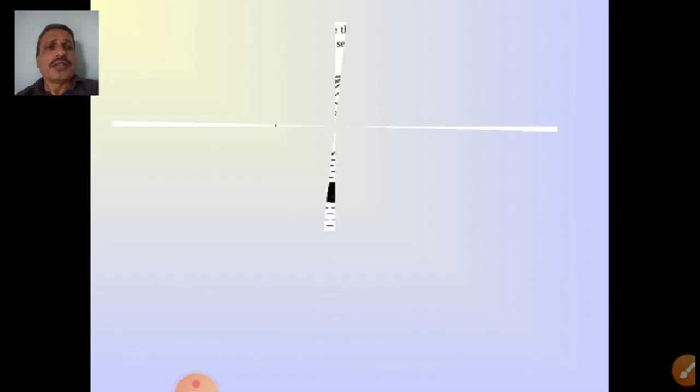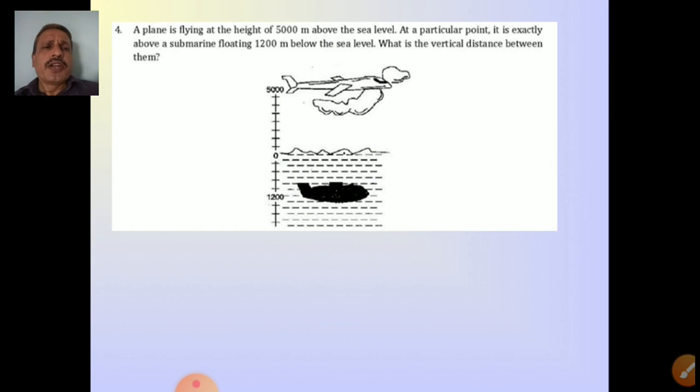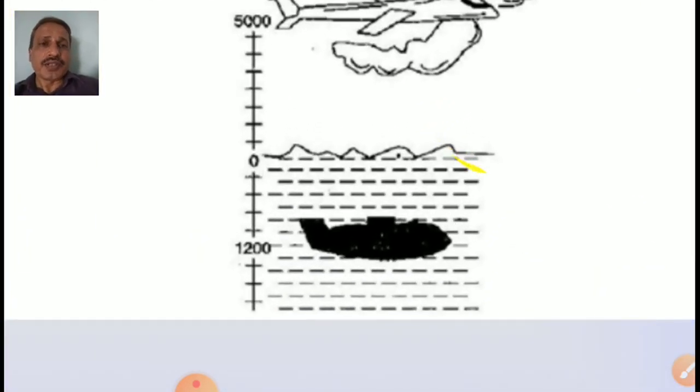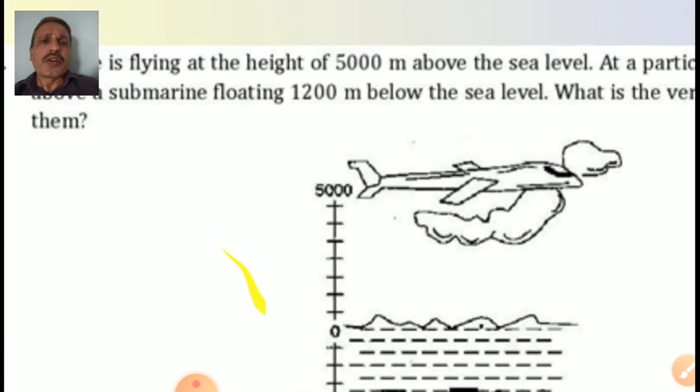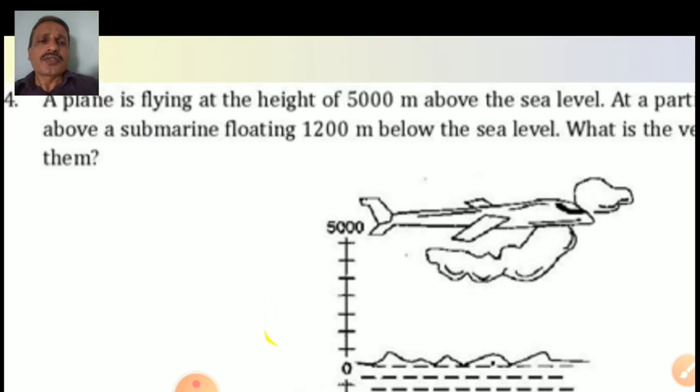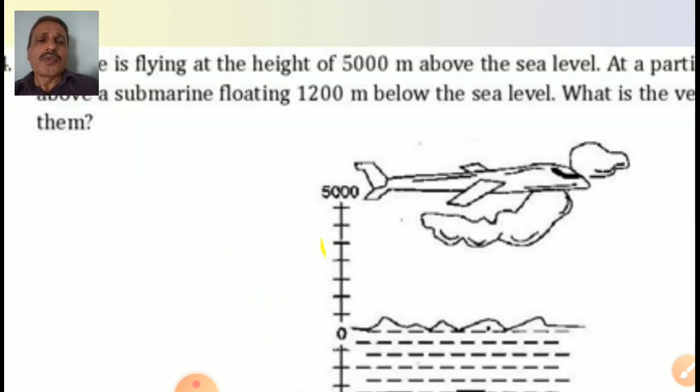Now, look here. Next question. The question is here. Very big question, only symbols. Can you get the idea of this question? Let's first read out the question, or shall we move to the direct answer? No, students, we can take time to read out the questions. Here, a plane is flying at the height of 5,000 meters above the sea level. The plane is flying in the sky.